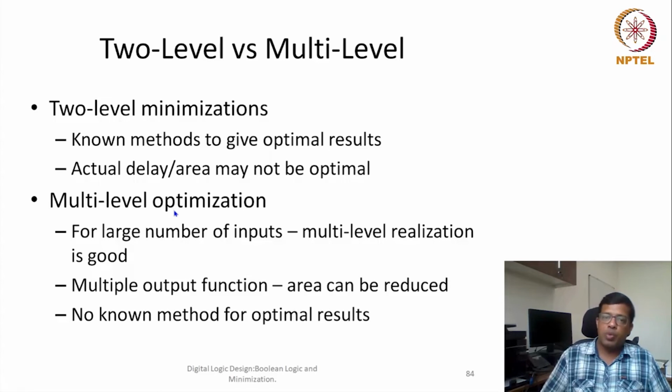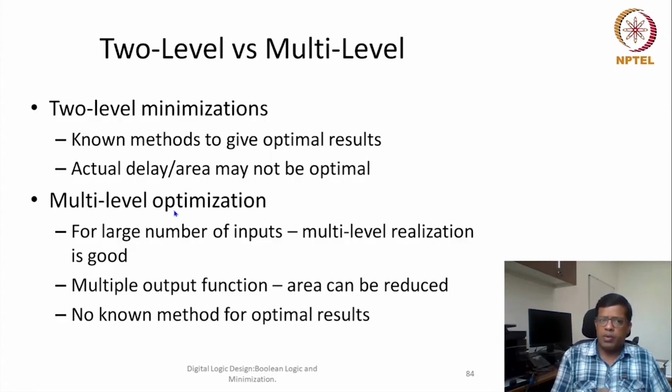Whenever we see a large number of inputs, we try to do multiple level realization, and whenever a multiple output function is there, we also try to see if there are some common factors between two functions, so that we can optimize on delay and area. So multiple level optimization is usually a side effect. We start with 2-level optimization. After we are done with it, going for the final circuit implementation is usually done by software, by the tool itself.